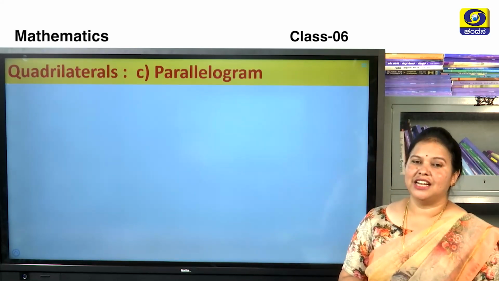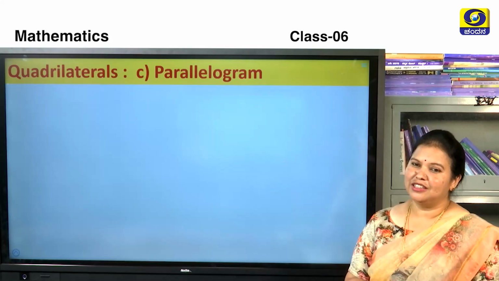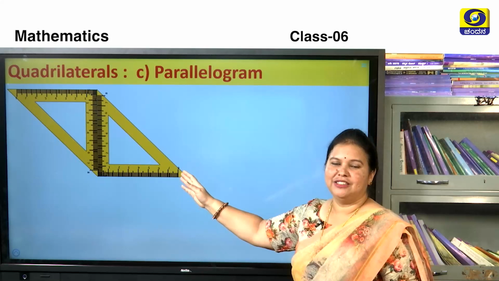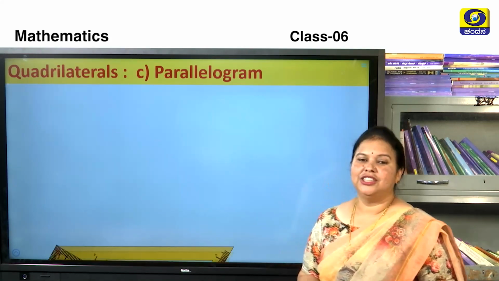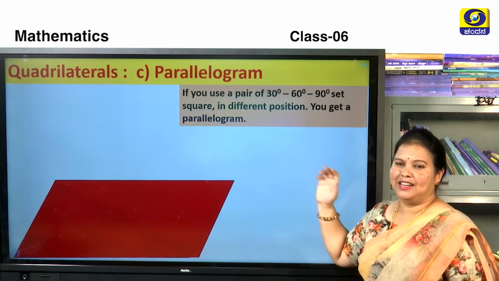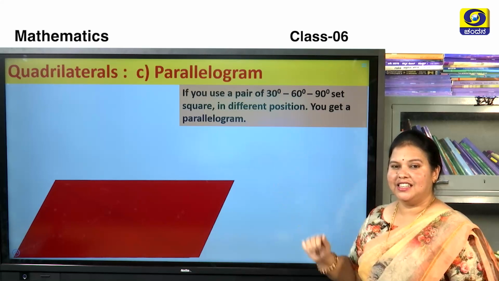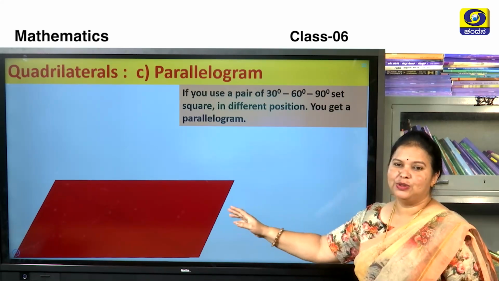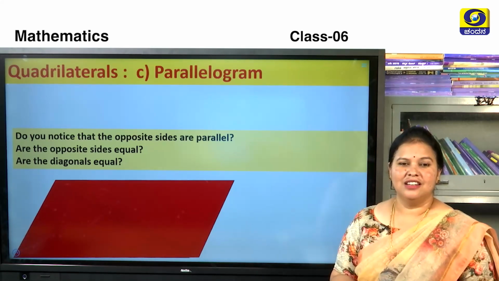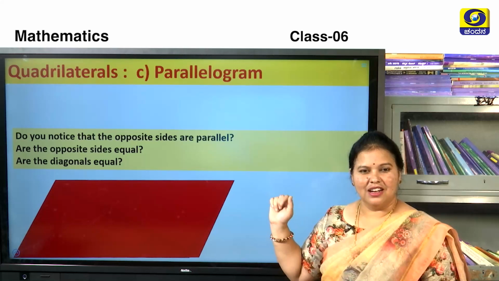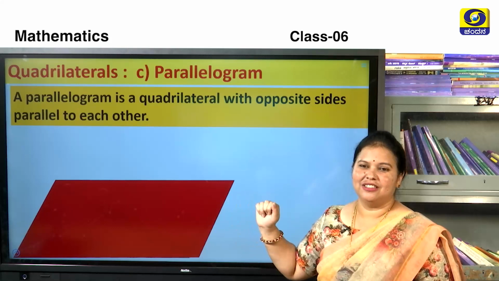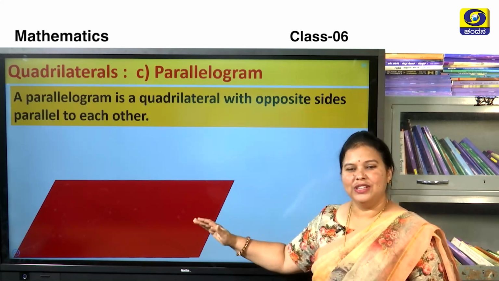Parallelogram is another type of quadrilateral. Now we will learn about the parallelogram. If you arrange your set squares in this pattern, you will get this shape. The shape formed is called a parallelogram. If you use a pair of 30 degree, 60 degree, 90 degree set squares in a different position, you get a parallelogram. Do you notice that the opposite sides are parallel? Are the opposite sides equal? Are the diagonals equal? A parallelogram is a quadrilateral with opposite sides parallel to each other.